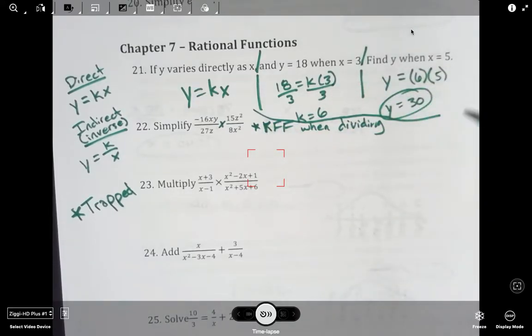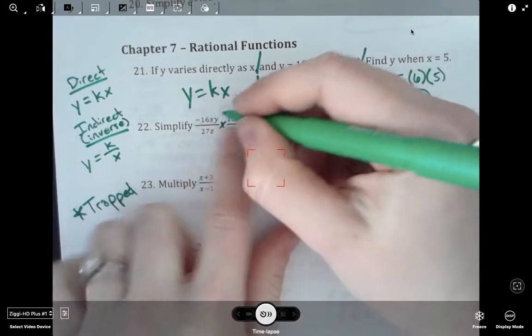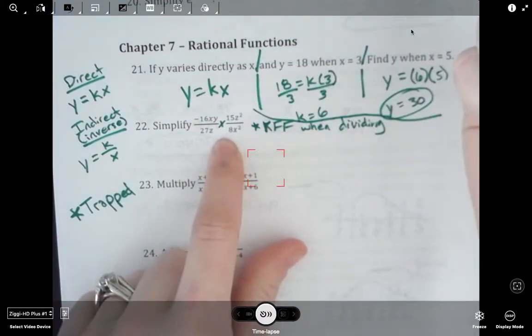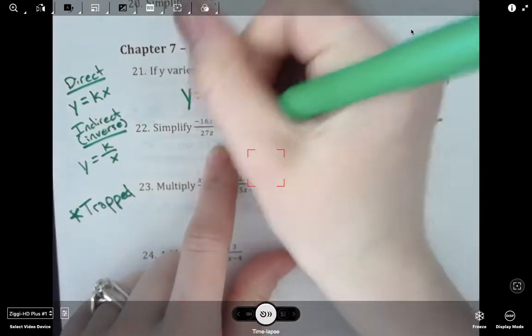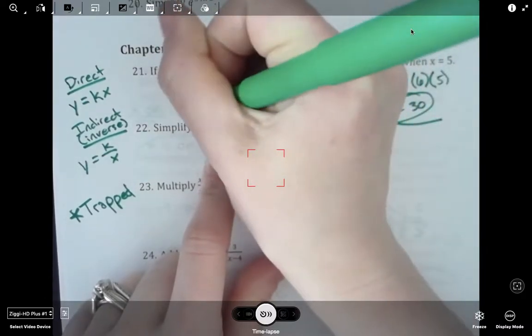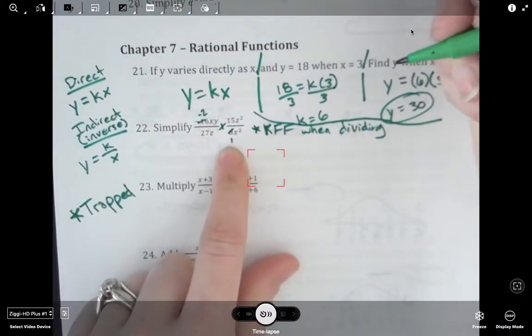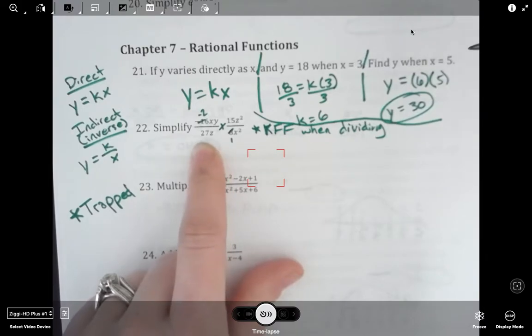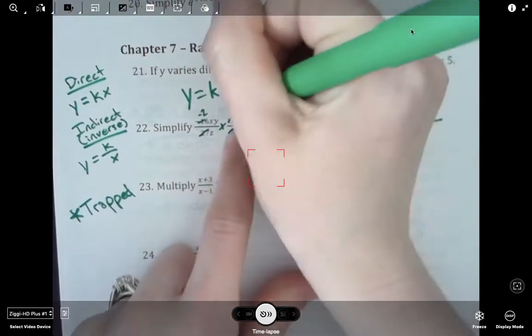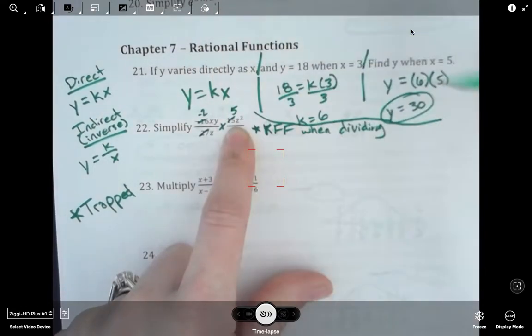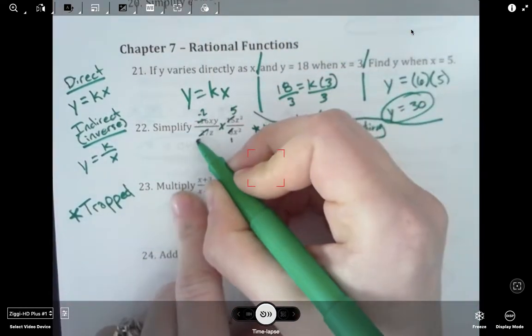Start with the numbers first. So we're looking at negative 16, 15, 27, and 8. Well, there's some things that we can reduce. 16 and 8 becomes negative 2 and 1, yeah? 27 and 15, what will they make? 5 and 9. Divide by 3, so 15 divided by 3 is 5. 27 divided by 3 is 9.